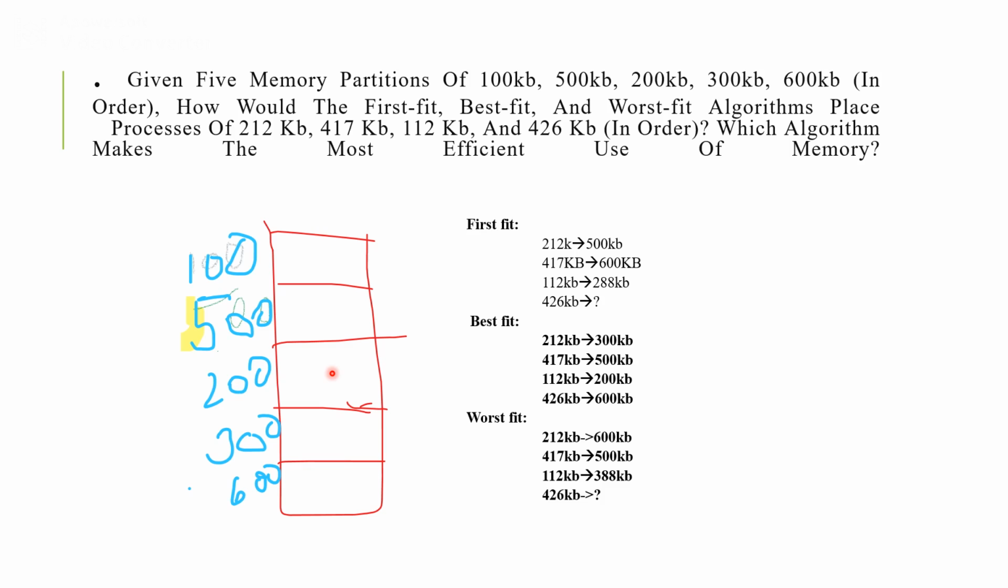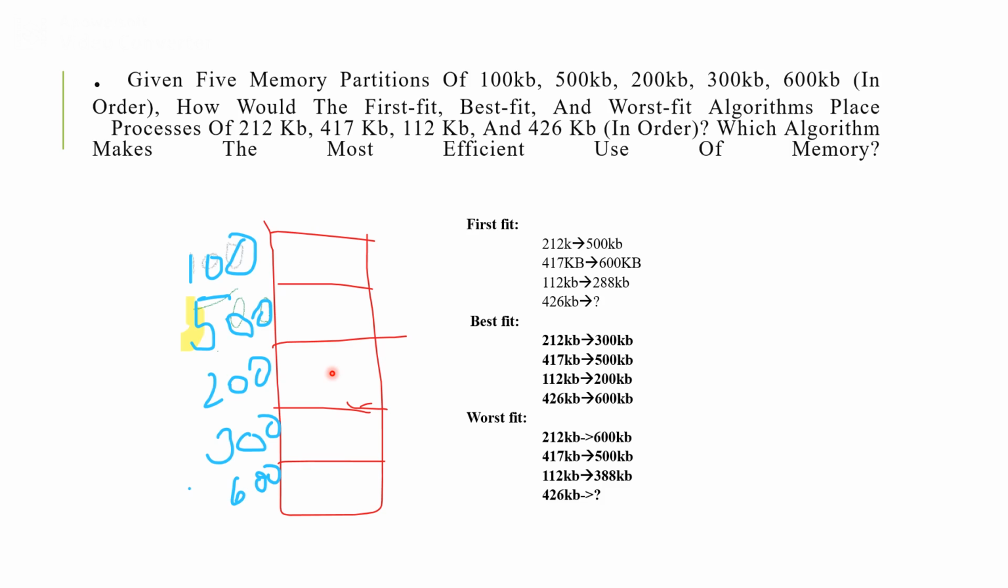So the idea is that worst-fit placement will create the largest hole after allocation. If you try to allocate a process of 212 KB, it will be allocated in the largest hole. It's not the first large hole; it allocates the largest hole. So among 100, 500, 200, 300, 600, which is the largest hole? 600, right? So 212 KB will be placed in 600 KB.